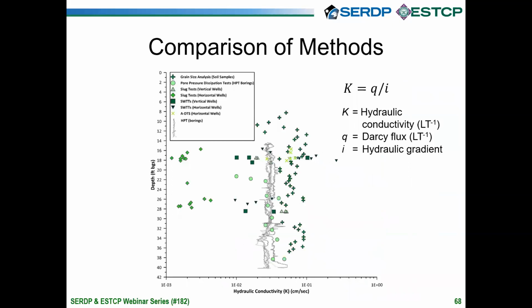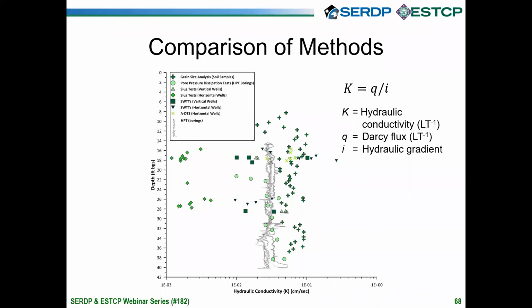This graph compares all of the results for each of the methods, including some additional methods I didn't talk about. To make them comparable, because some measure hydraulic conductivity directly and some measure flux directly, we converted them all to hydraulic conductivity using Darcy's law. The x-axis is hydraulic conductivity in log scale, and the y-axis is depth below land surface.